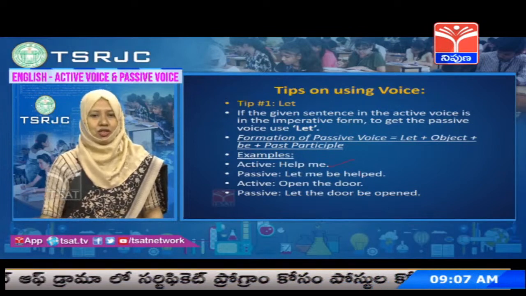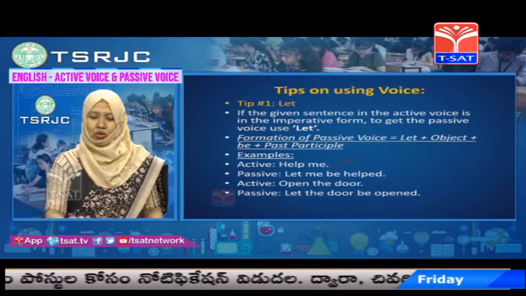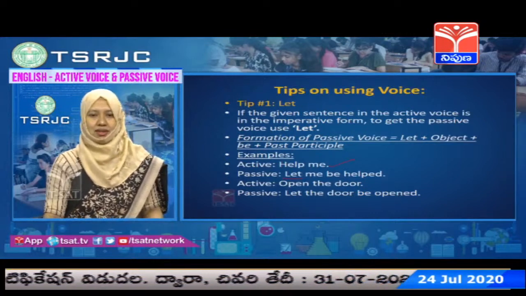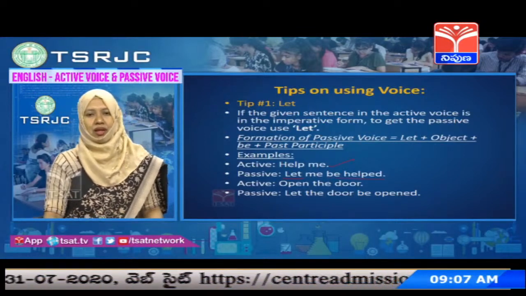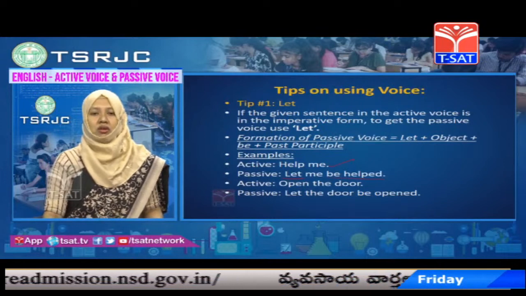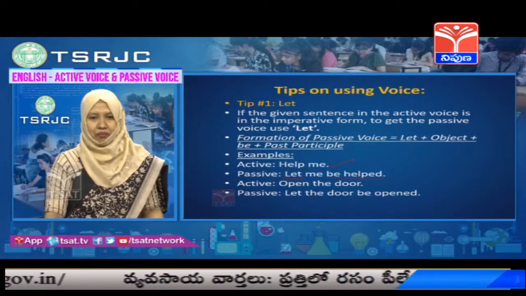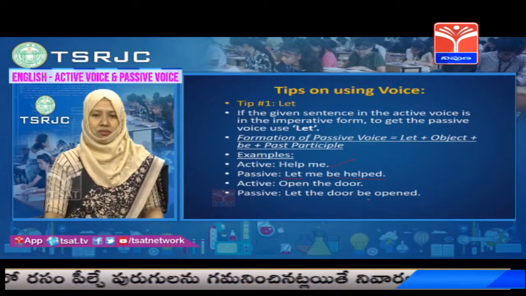Now, how will you change into passive voice? You have to use let in the beginning. Start the sentence with let. Let me be helped. Let me be helped is the passive voice of this sentence, help me. Open the door. Let the door be opened.